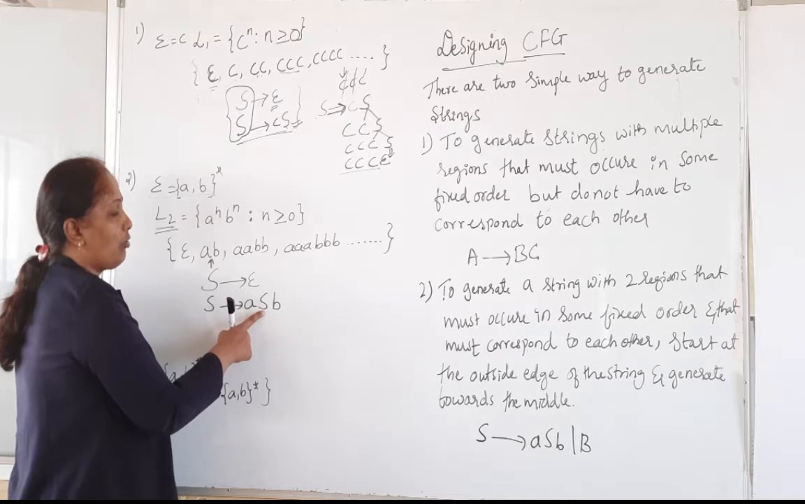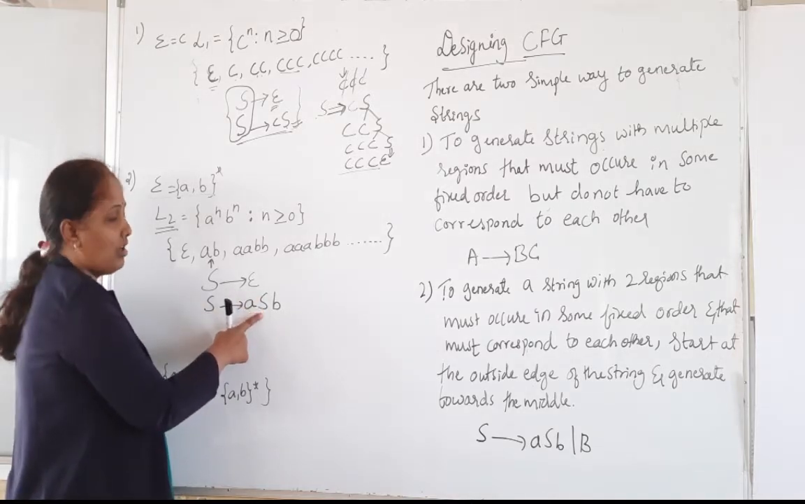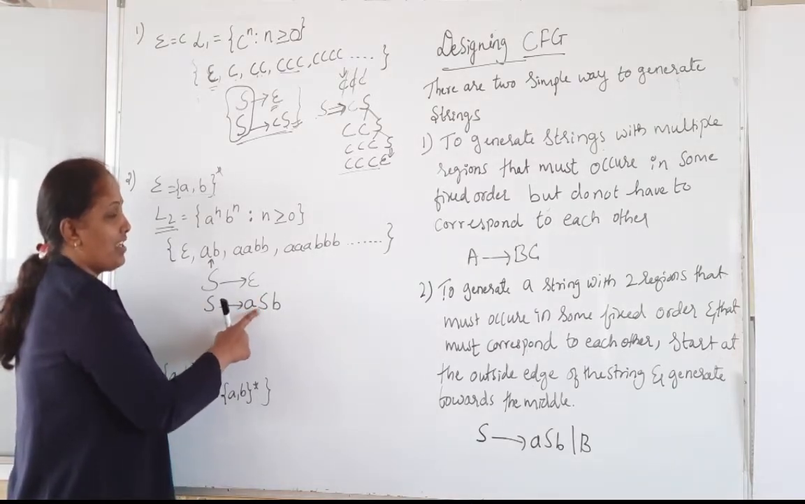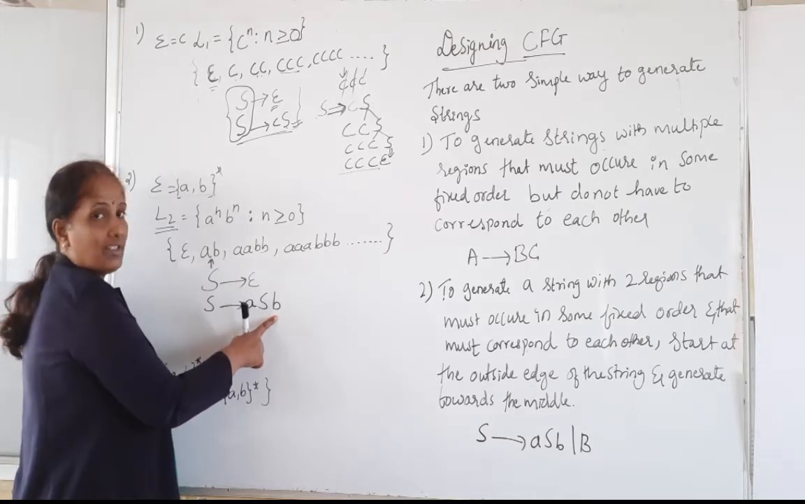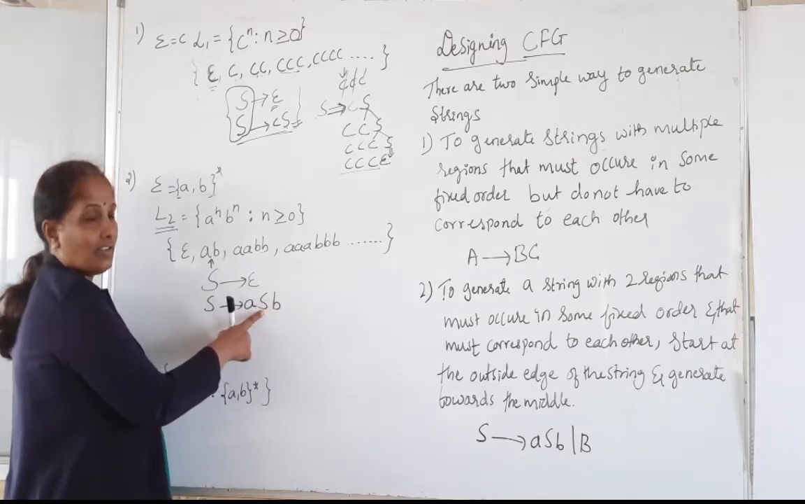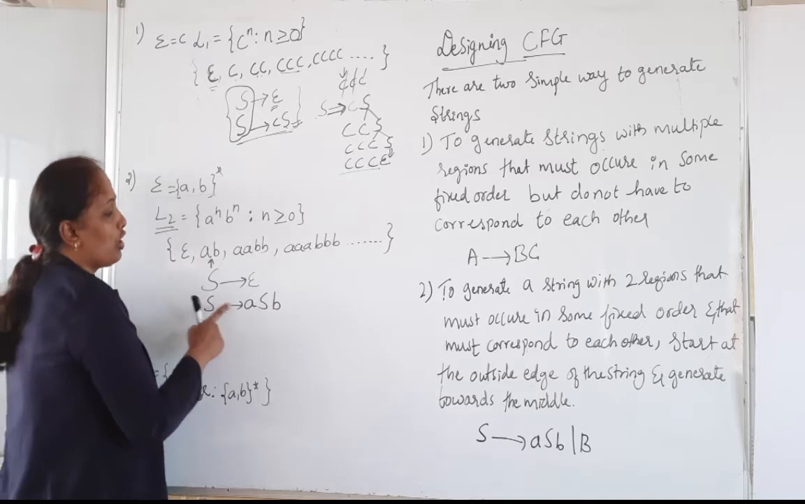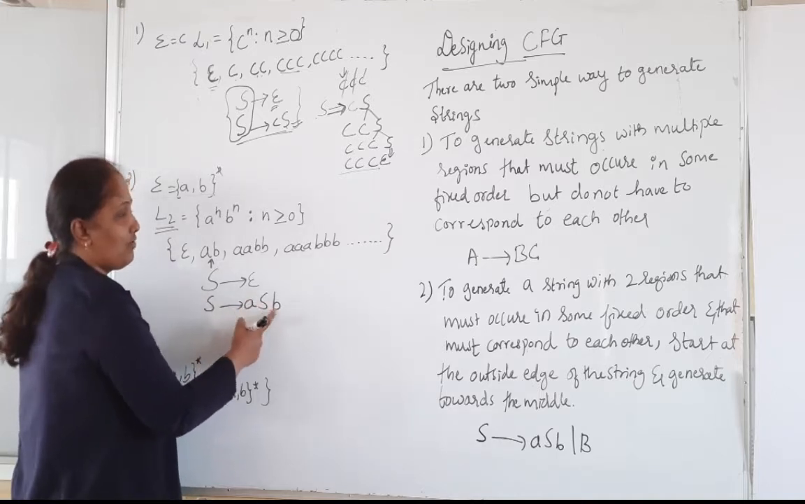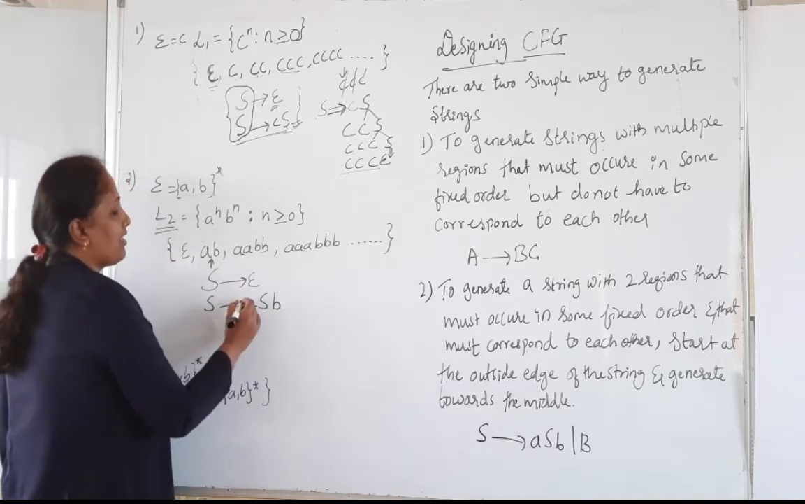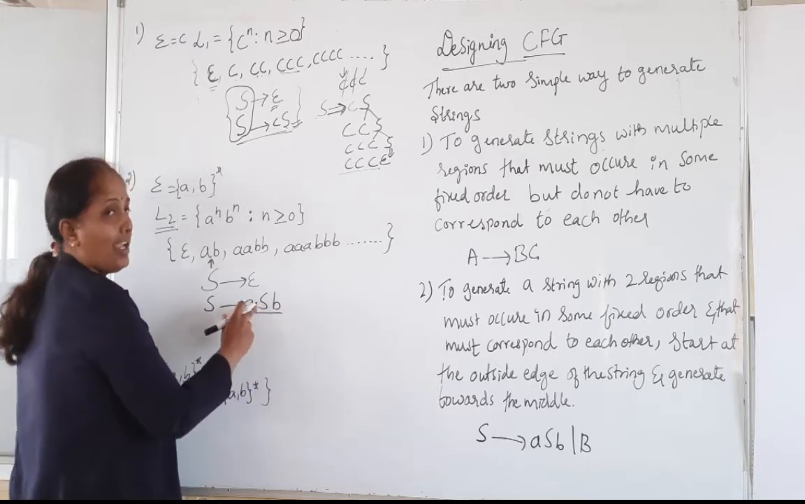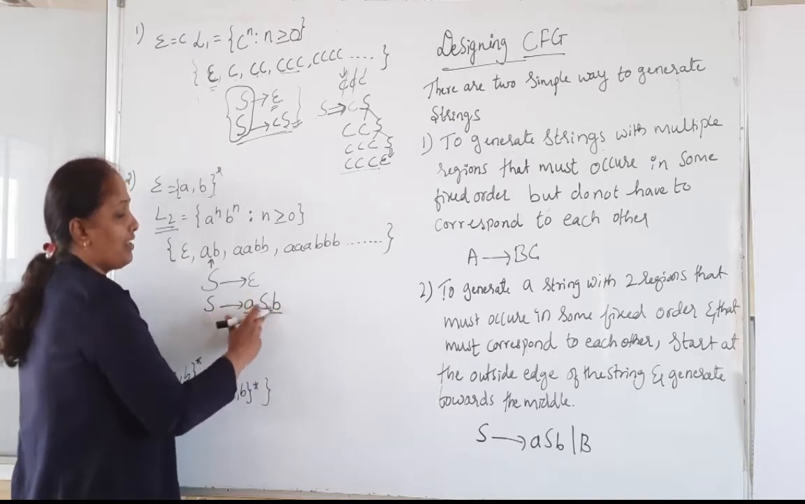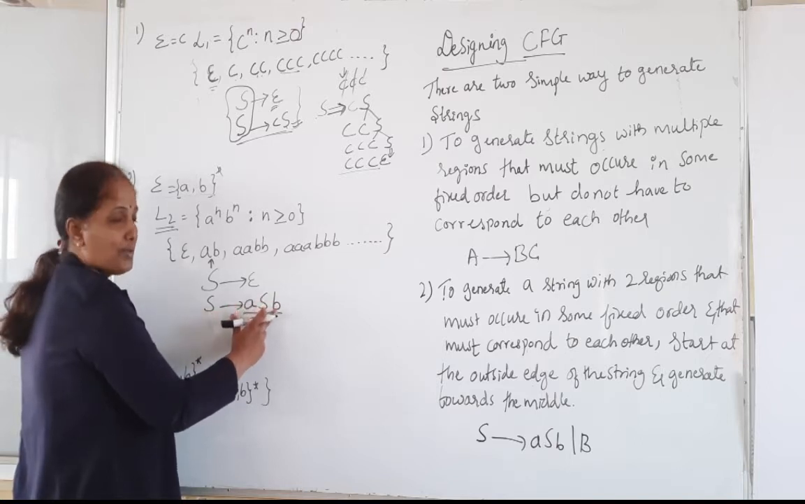So S in between allows me to take any number of A's and any number of B's for this S. This is a rule to accept any number of A's, any number of B's. Repeatedly this rule allows me to take any number of A's and B's, and the occurrence of this A and B is such that A should be followed by B here.